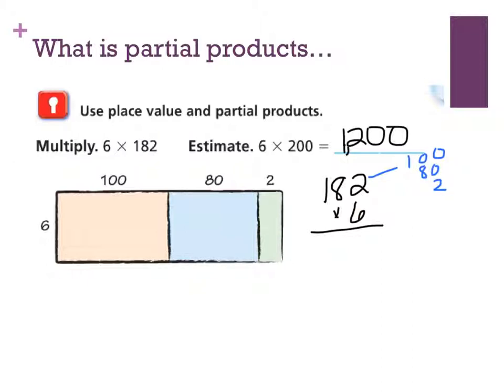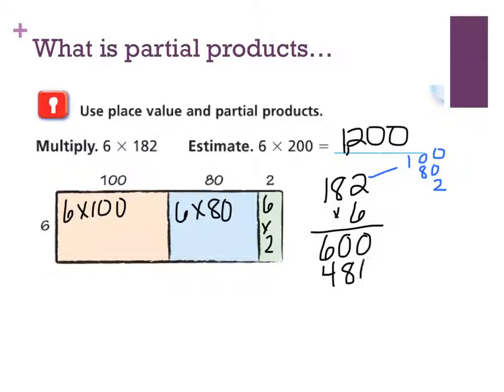6 times 100, 6 times 80, and 6 times 2. In my expanded form model, those same numbers come from the boxes. 6 times 100, 6 times 80, and 6 times 2. To do 6 times 100, I think 6 times 1, that's 6, and add the 2 zeros for the hundreds. 6 times 80, or 8 tens, is 6 times 8. That's 48. With 1 zero, it's going to make it 480.